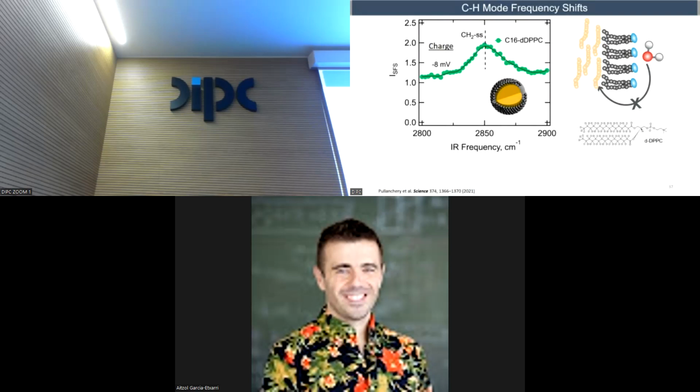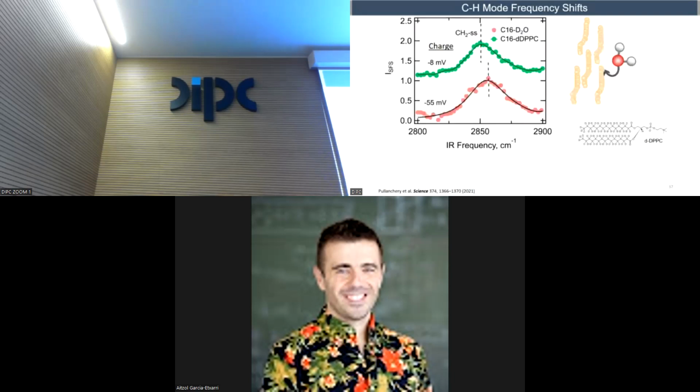And those CH modes vibrate at a frequency of around 2850. And then if you remove that lipid layer and you allow the oil modes to interact with water, you see that the CH2 vibration shifts to higher frequencies. And that shift, again, as you can see, once you passivate the surface completely with DPPC, the zeta potential is close to zero. And the one that interacts directly with water has a zeta potential of around minus 50 millivolts. So the shifts also correlate with the overall charge that we observed.